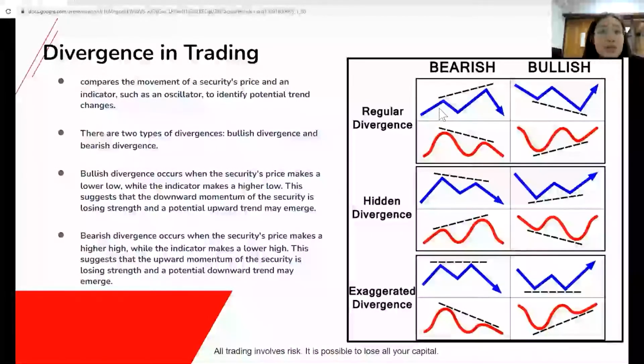What we mean by price made a higher high is when the second swing high is higher than our first swing high. That's basically it. Whereas on our RSI, on our stochastic indicator, it shows that price made a lower high. Similarly, if we have a bullish divergence, price made a lower low on our price, whereas price made a higher low on our stochastic chart.